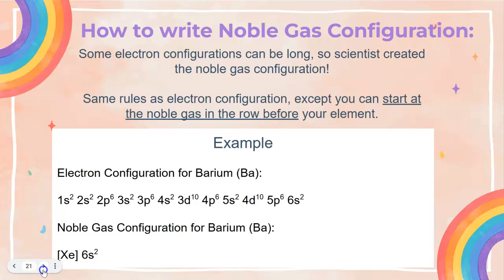But when we look at the noble gas configuration, so barium is on the 6th row on the periodic table. If we look at the noble gas from the 5th row or the 5th period, it would be xenon. So instead of starting from 1s2, we start from xenon, and we only have to describe the row that barium is on. So xenon, 6s2, and that's how you do a noble gas configuration.